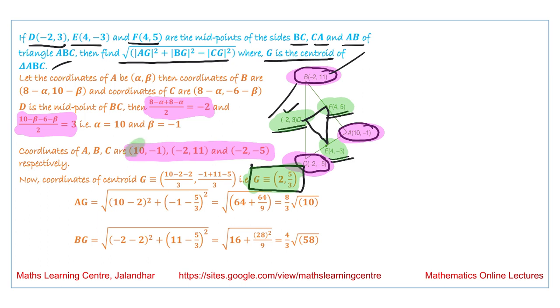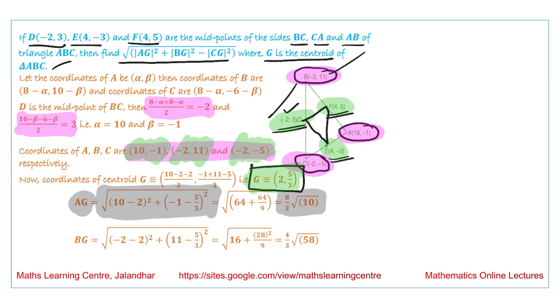Now we have the coordinates of the point A, the point B, the point C, and the point G. Now by using the distance formula, we can calculate the length AG. It is the square root of (10 minus 2) square plus (-1 minus 5 by 3) square. The answer we get is 8 by 3 square root 10.